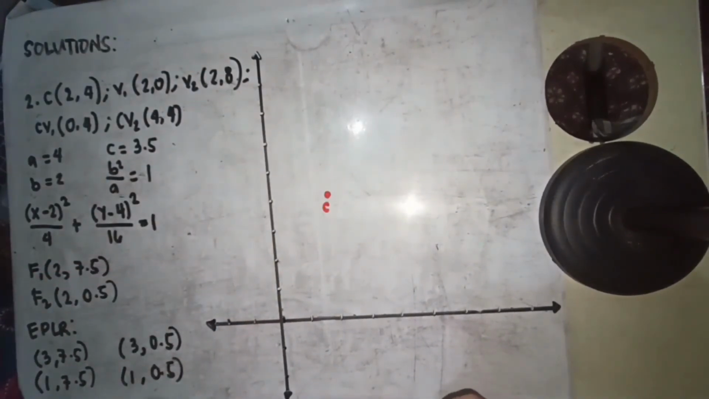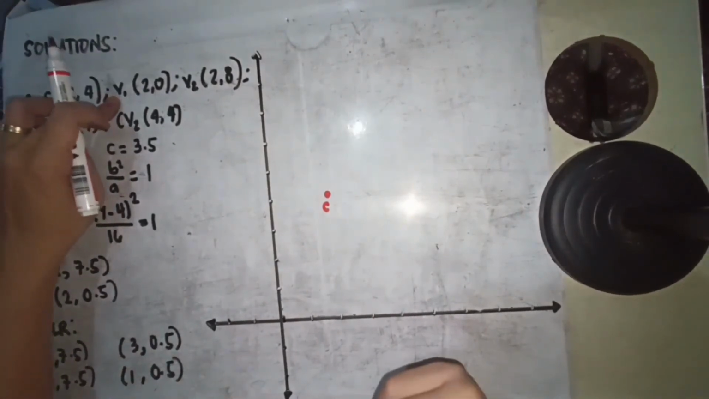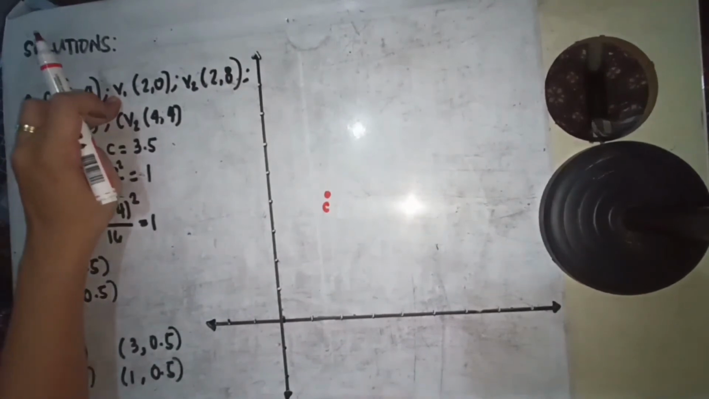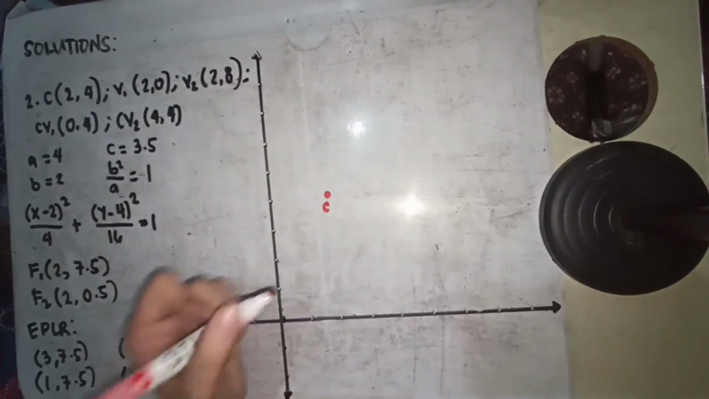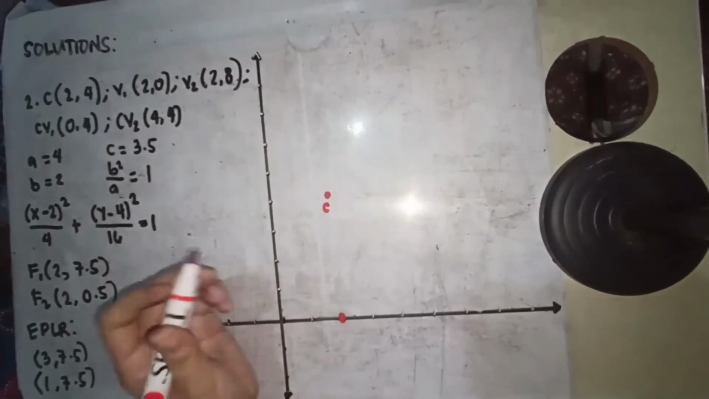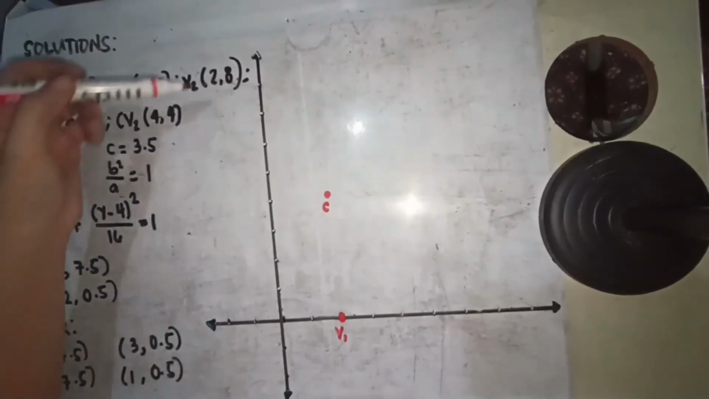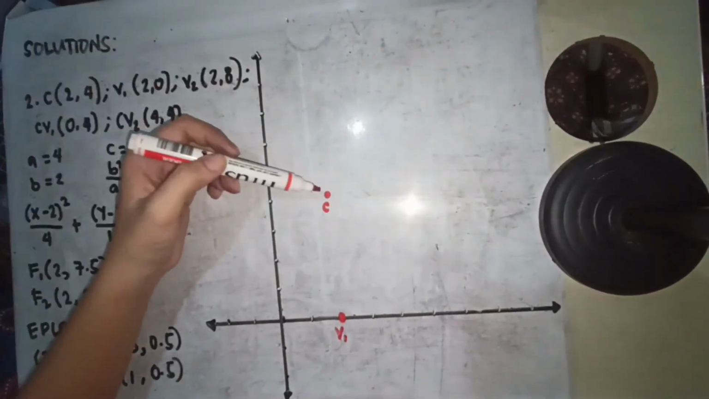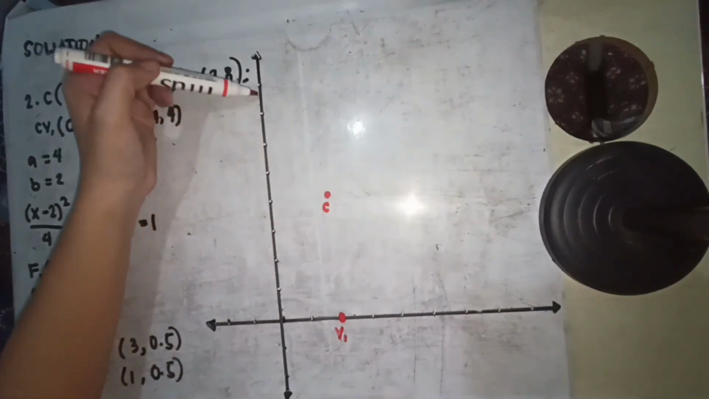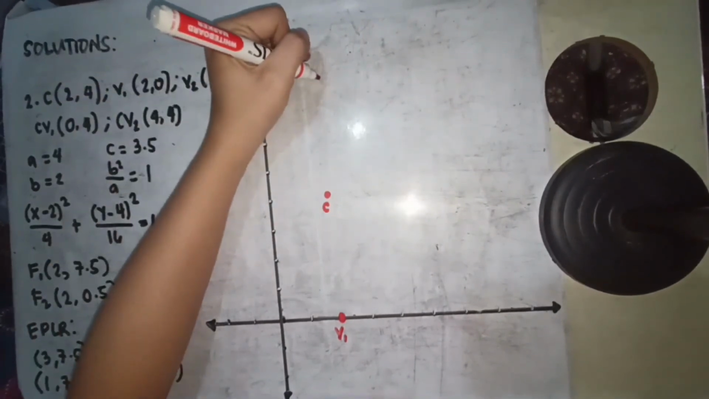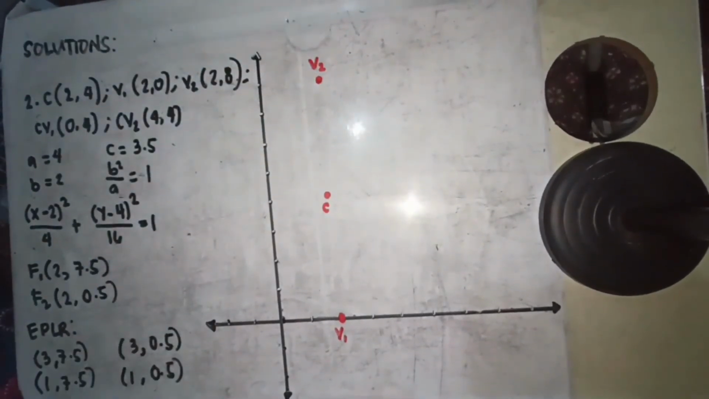Okay, next, we have our vertex 2 and 0. Okay, so we have positive 2. So, 1, 2, and then 0. So, therefore, naa lang siya diri. This will be our V sub 1. Next, we also have 2 and positive 8. So, 2 and then 1, 2, 3, 4, 5, 6, 7, 8. Therefore, naa siya diri. Okay, this will be our V sub 2.